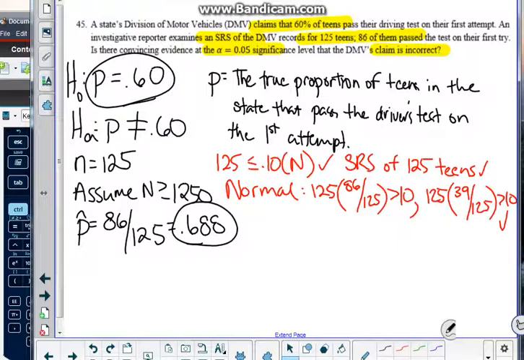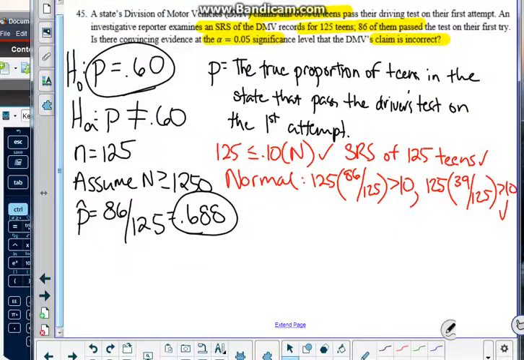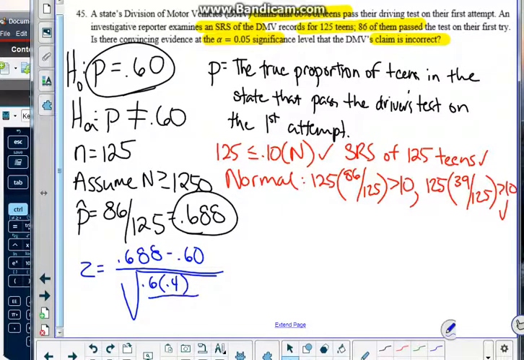Okay? So we still go through the same thing. We find our z-score, our test statistic, P hat minus P naught divided by square root P naught times 1 minus P naught divided by my sample size. Punch that into your calculator and find your z.